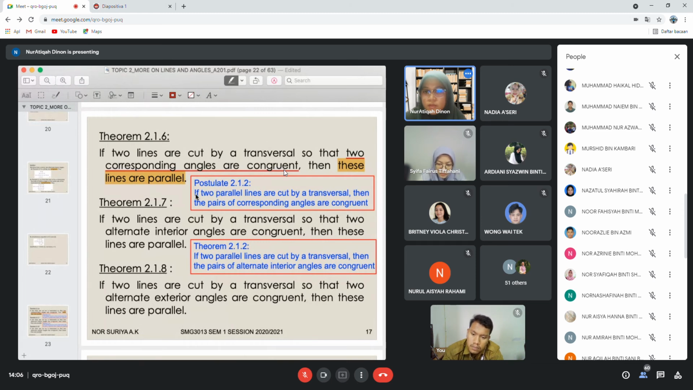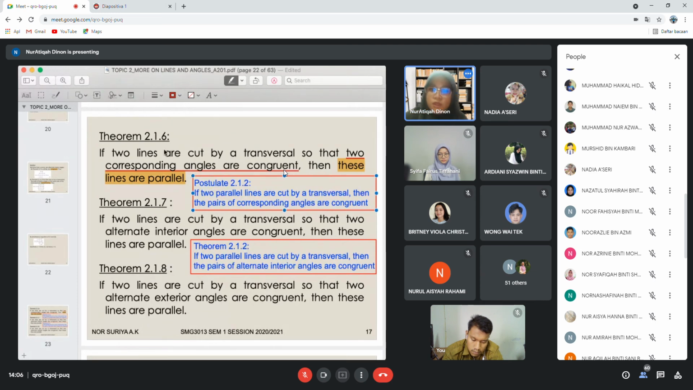Kan? This one, tak boleh sebab saya add kemudian. If two parallel lines are cut by a transversal, kita talk about the parallel lines first. Kita state the parallel lines first, and then it shows or proves that the pairs of corresponding angles are congruent. You boleh nampak, the first statement kita cakap pasal parallel line. The second statement we talk about what the angle relationship yang kita establish because of the two parallel lines.